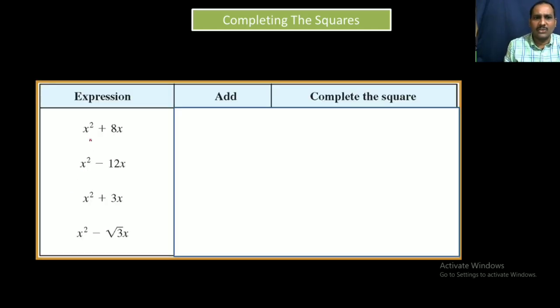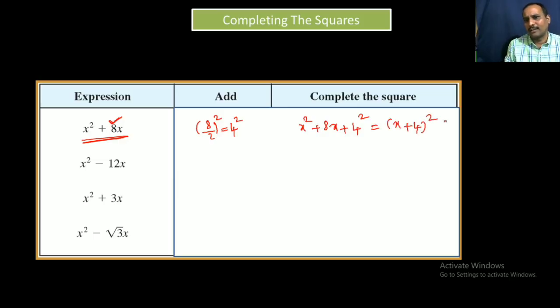Now here, x square plus 8x. What should we add to make it a perfect square? This is the coefficient of x, 8. What is half of 8? 8 by 2, that is 4. We have to add 4 square. Now what will it become? X square plus 8x plus 4 square. So then it will become x plus 4 whole square. I am just trying to make this a perfect square. I am not subtracting it here.